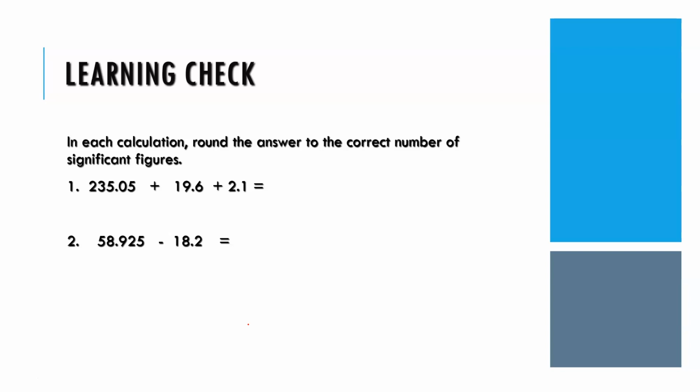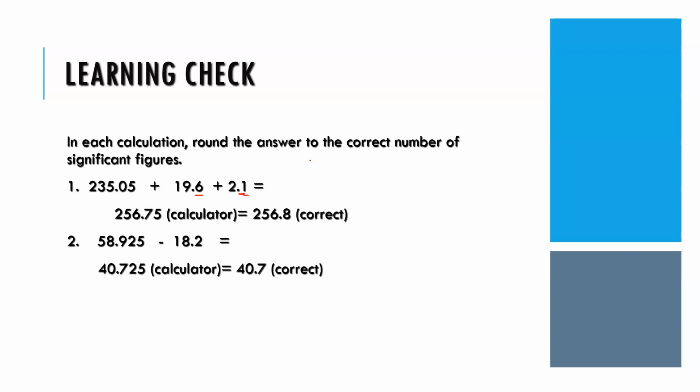Based on that, why don't you pause this video and answer these questions on your own. Let's see how you did. For number 1, your calculator would have told you that you had 256.75. But we have 2 numbers that only have 1 decimal place on them, so our answer can only have 1 decimal place, so we would write down 256.8.